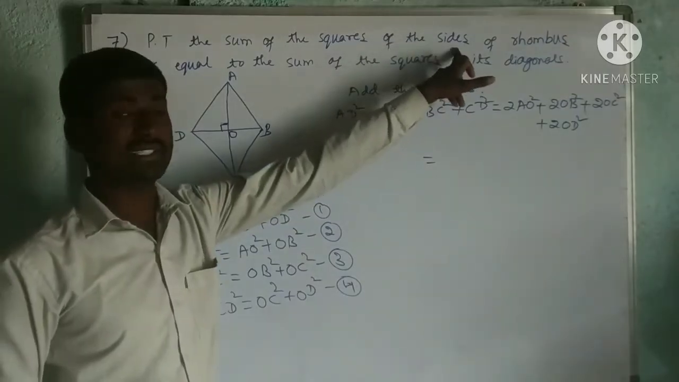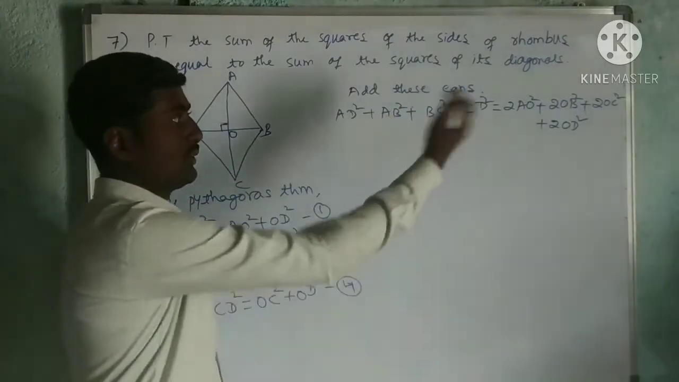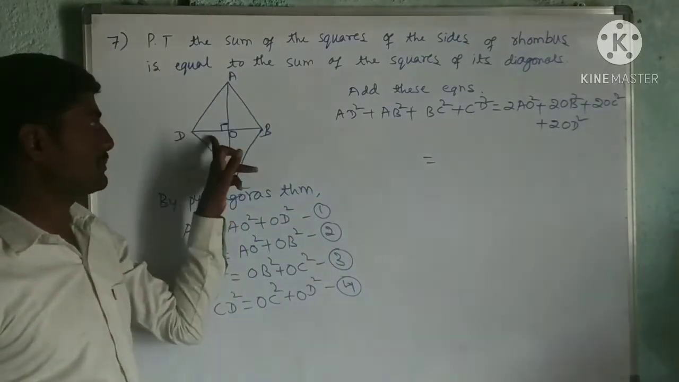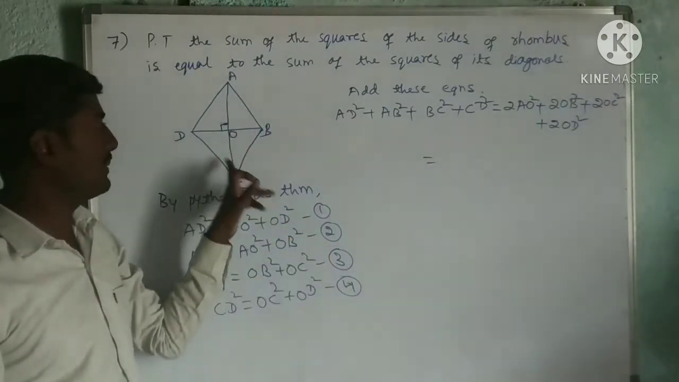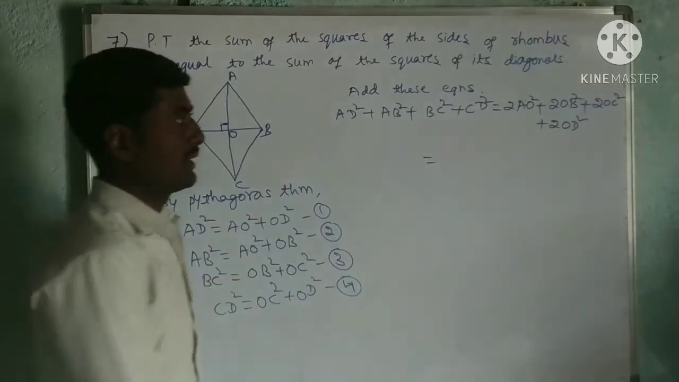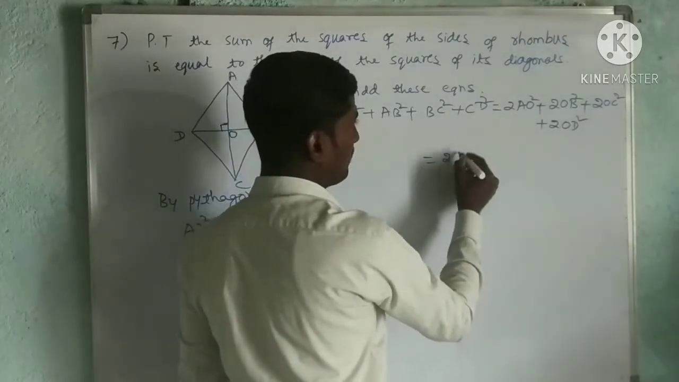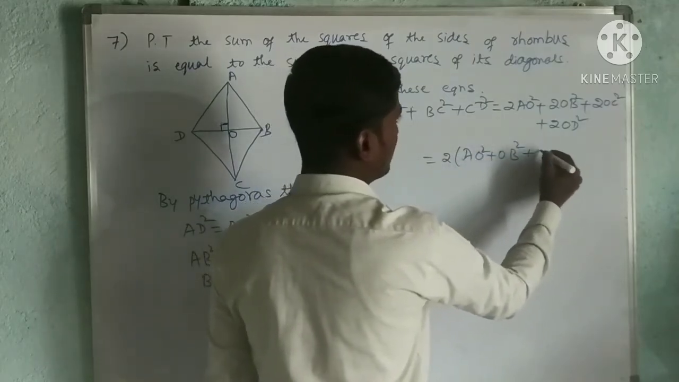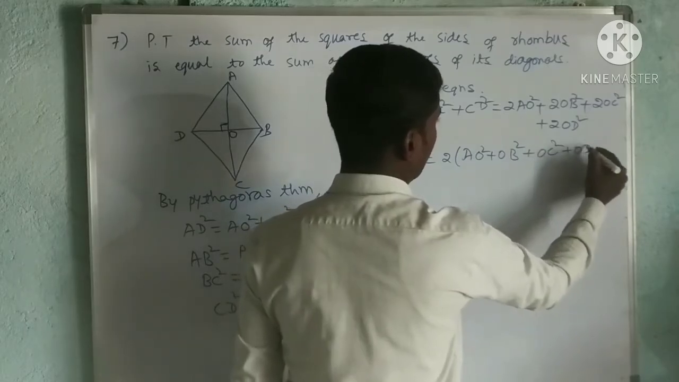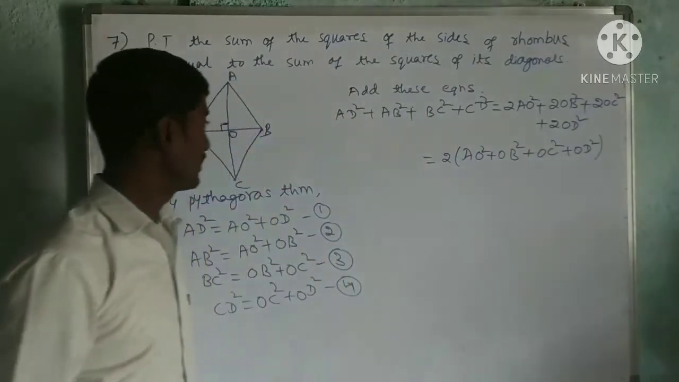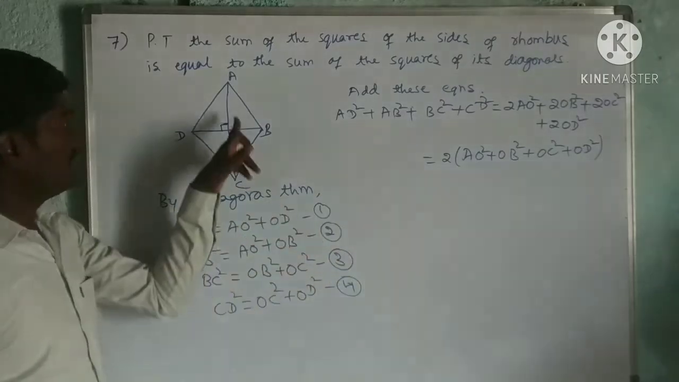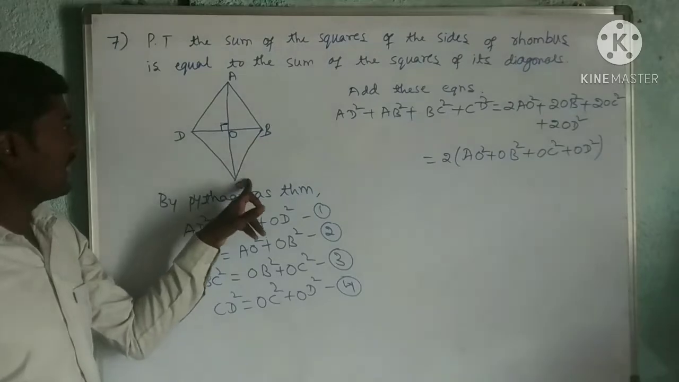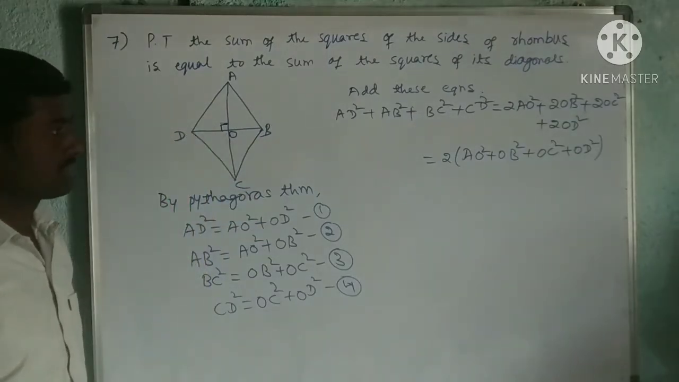Sum of the squares of sides of the rhombus. Now on the right side I have to get AC square plus BD square. Right side AC square plus BD square. Now in all these I can take 2 common: AO square plus OB square plus OC square plus OD square.